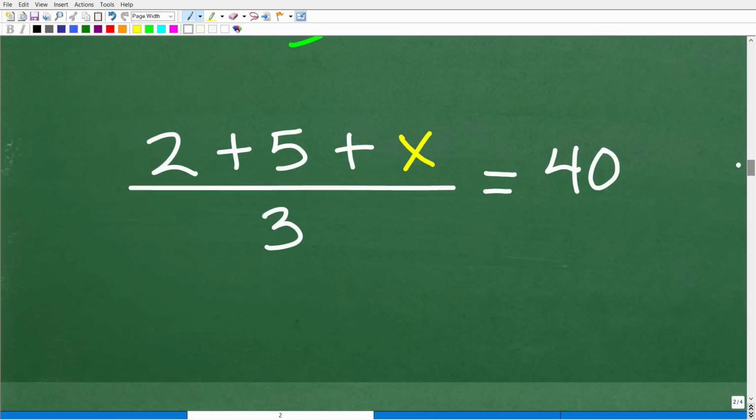So we have these numbers, 2, 5, and x. If we take the average of these numbers, how do we do that? Again, we're going to add these numbers up. x is a number. Remember, it's a variable, but it's a number. So x is what we're looking for. If we take 2, 5, and that mystery number x, and add these up and divide by how many numbers? Well, 1, 2, 3. The average is 40.